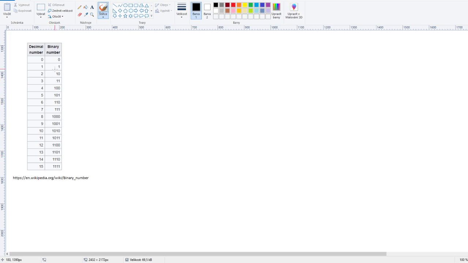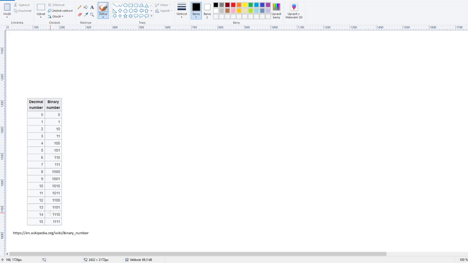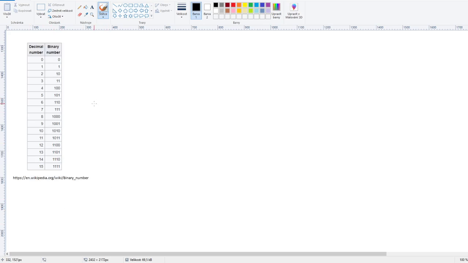And you can kind of see the pattern here. Then 16 would look like 1 and 4 zeros, so 1, 0, 0, 0, 0. And so on and so on. So this conversion is very simple, I would say. When you get used to it, this direction is not as tricky as the other one.